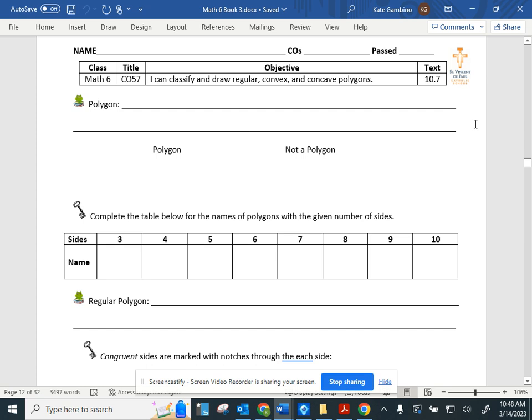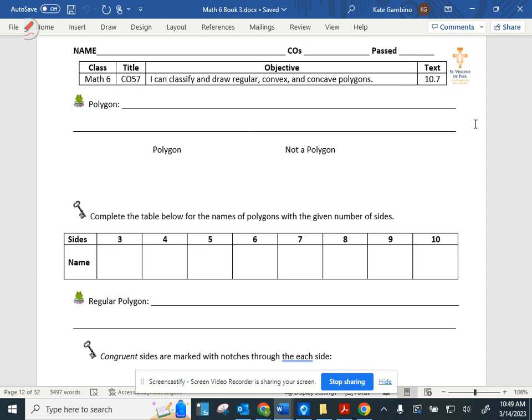Good morning. Today we are continuing with our unit working with our angles and shapes. We are working on CO57 today. I can classify and draw regular, convex, and concave polygons. So that means we have to know what those terms mean in order to be able to classify them and draw them. So they are different types of shapes, and we're going to learn what these shapes are.